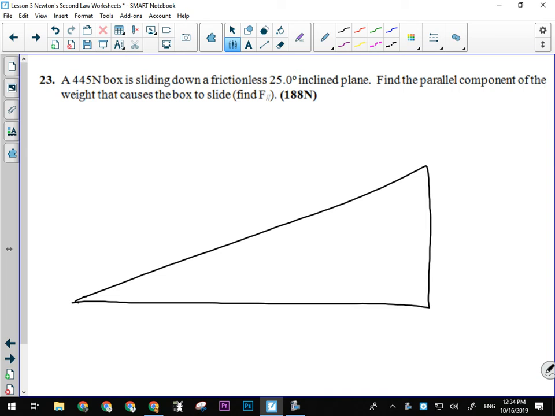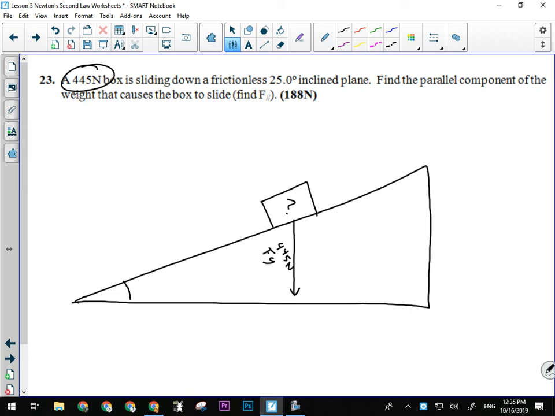This is the simplest example where we just have an object placed on the ramp. It's going to slide down it because there's no friction. There's nothing pulling it up the ramp, so it's just going to slide down. Now, they tell us the box is 445 newtons. What did they tell me? They told me the weight. They did not tell me the mass, and for this question, I don't need it. So the force of gravity is 445 newtons, and gravity always acts straight down.